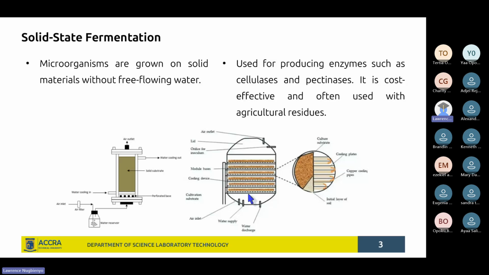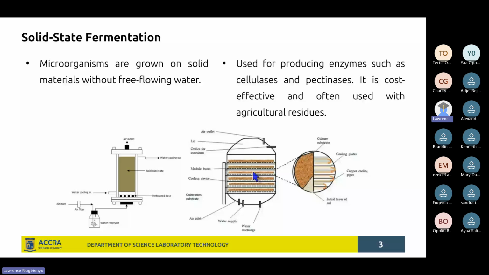You have an inlet for some air, because the microorganism will need some air. Of course, when it's also making use of the air and producing maybe the enzymes that you need, there will be byproducts as well. And so you have an outlet for air as well.